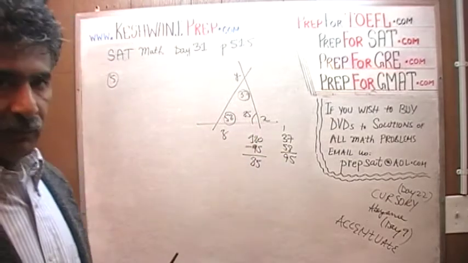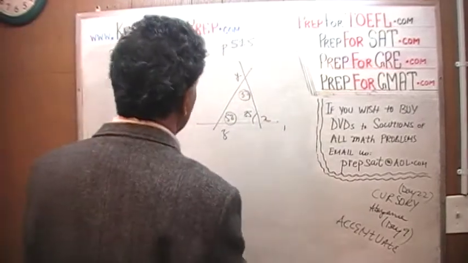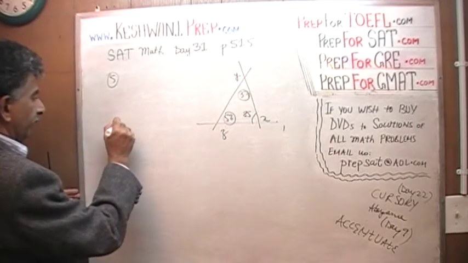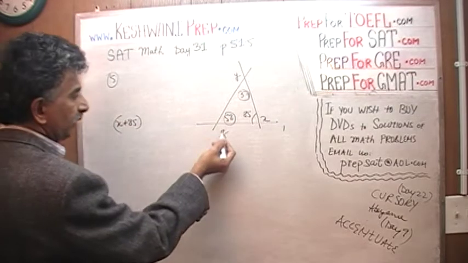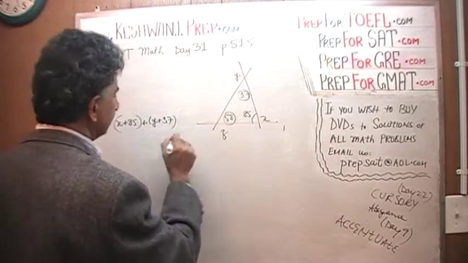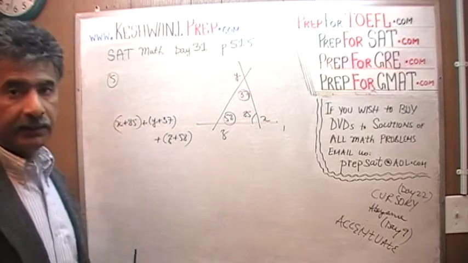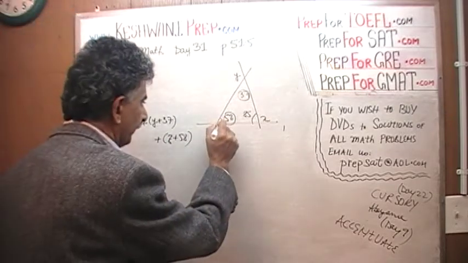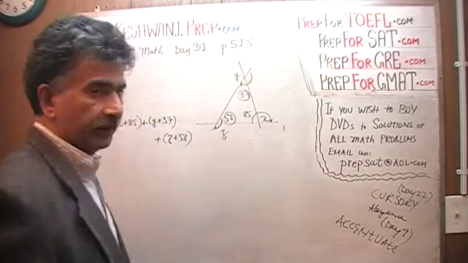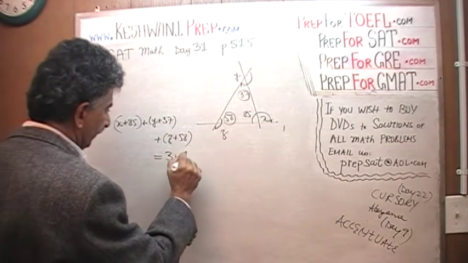Now, there are 2 ways you can go about it. Let me do it both ways here. A straight line makes 180 degrees, which means x plus 85, plus y plus 37, plus z plus 58. They all make 180 degrees. So this angle plus this is 180 degrees, so is this one, so is this one. They are all 180 degrees. This means the sum of these 3 quantities equals 3 times 180.